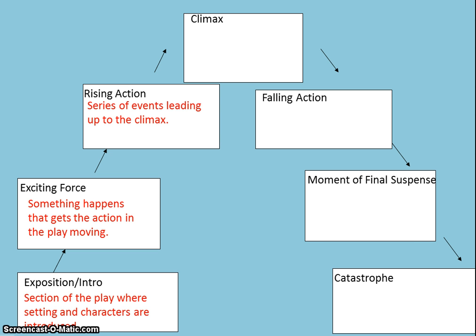Then we have the rising action, and the rising action is just the same as it is in a narrative. It's a series of events leading up to the climax. Let's see if you can remember what the climax of a story is. It's going to be similar to the plot structure of a tragedy. Climax is the turning point where the protagonist or the main character seems to be headed downward. So it's that moment where we realize that something might go wrong with the protagonist.